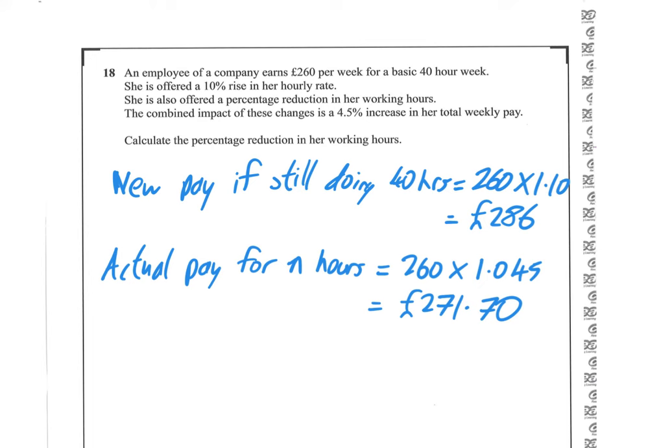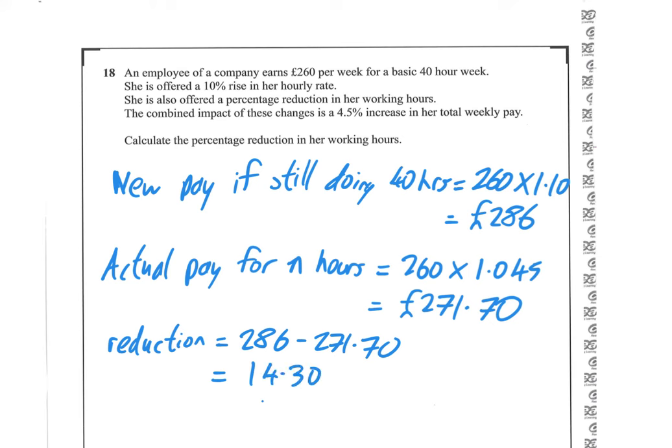So to find the reduction, this one here, this is what her pay should have been had she kept working the 40 hours. But this is what her pay actually is. So we're going to work out what the reduction is. So basically, what is the difference between them? So reduction, we'll just say, is equal to the difference between that, 286 minus 271.70. And if you work it out, that's going to be £14.30. So that's what the reduction is.